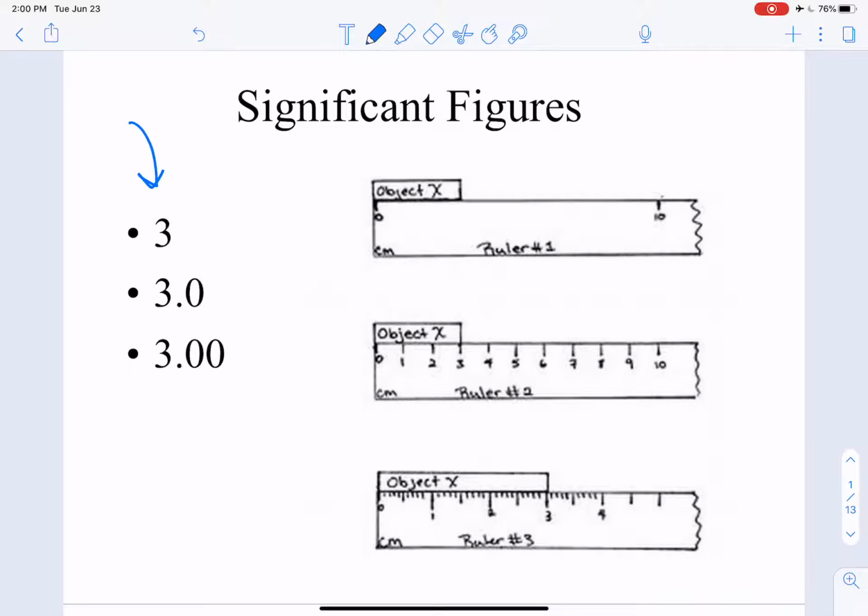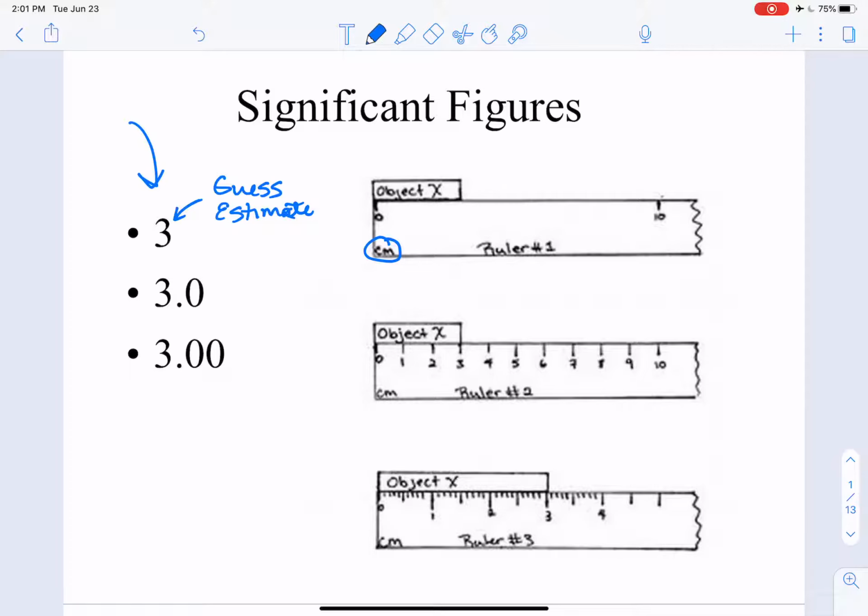So if we are measuring object X with ruler 1, and ruler 1 only measures by every 10 centimeters, so we can see down here it's in centimeters, so it goes 0, 10, 20, 30 centimeters. And we put that up against object X. What we're going to have to do is make a guess. And we might look at that and say, okay, I'm guessing that object X is measuring about 3 centimeters. So this right here is our guess, or we can say it's our estimate.